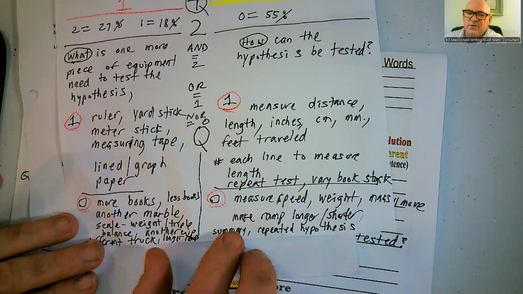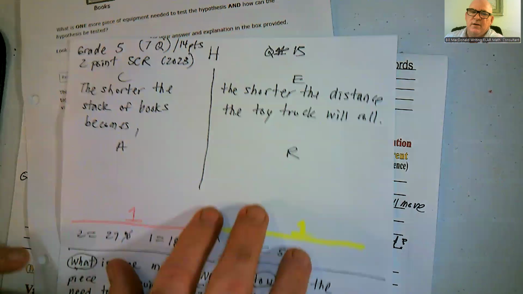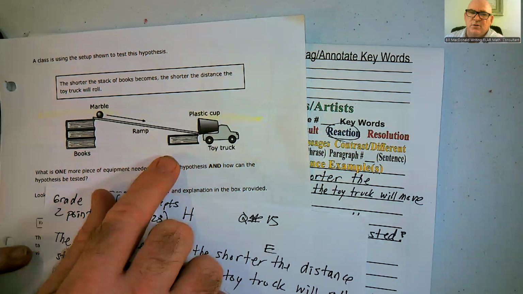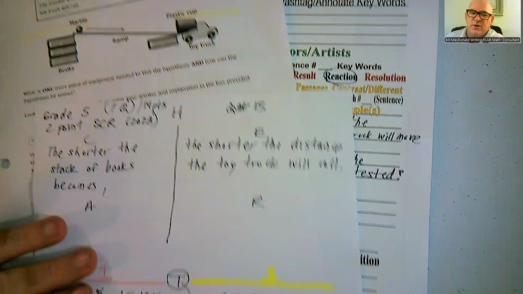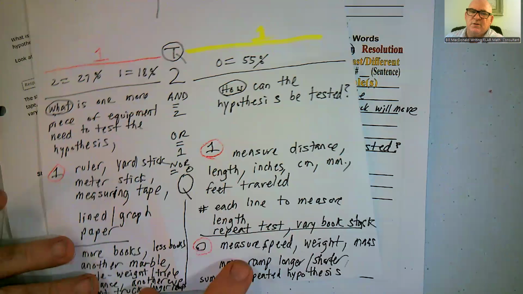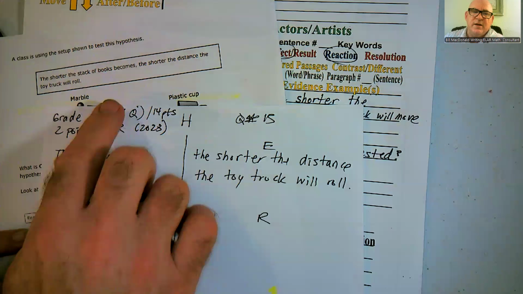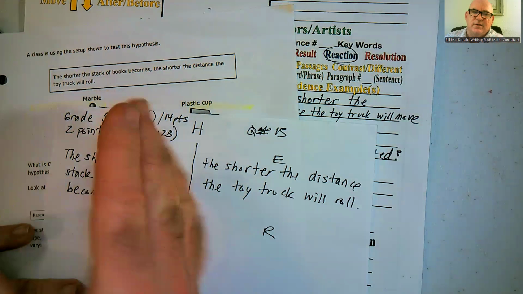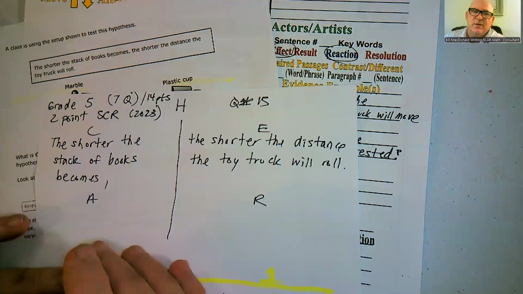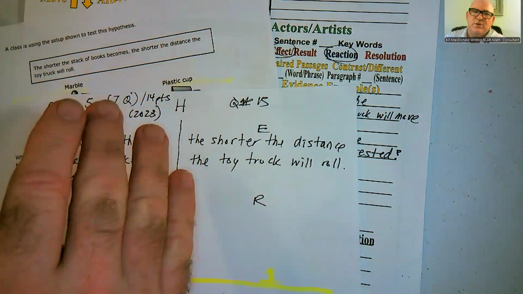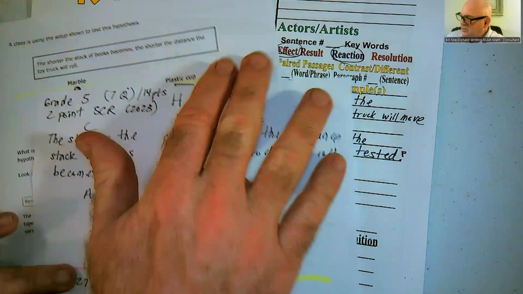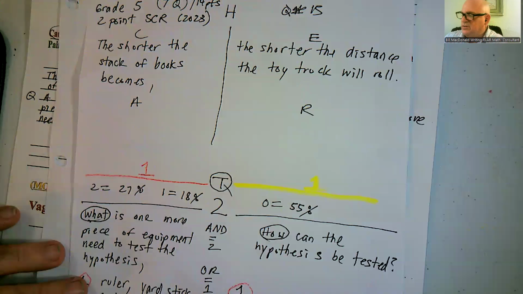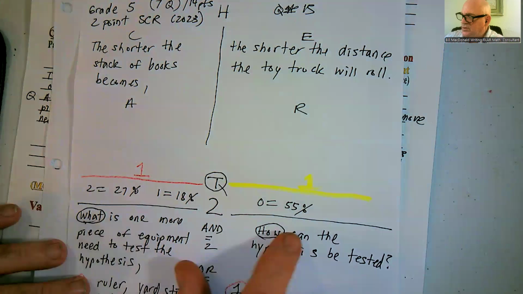If all they did was make a summary of everything in the picture, that's not answering the question. If all they did was repeat the hypothesis, the shorter the stack the book becomes, the shorter the distance the truck will roll, that's not answering the question. That's just repeating information that's already been given. So all those were reasons why your students got zeros on this particular question.